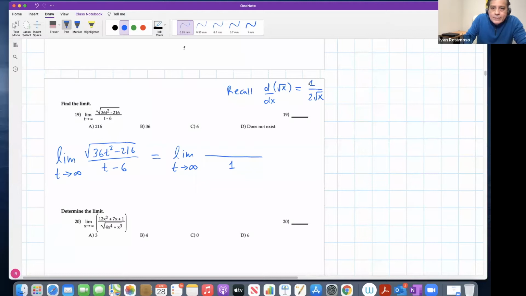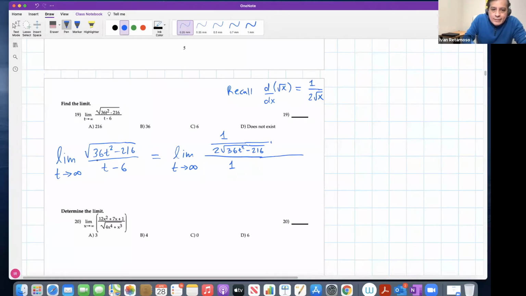You have to have this written somewhere, guys. This result is very useful. I'm going to apply this result with the chain rule. The chain rule says the derivative of the outside function, the radical function, is this. We start with that. Here, the inside function is 36t squared minus 216, times the derivative of the inside function.